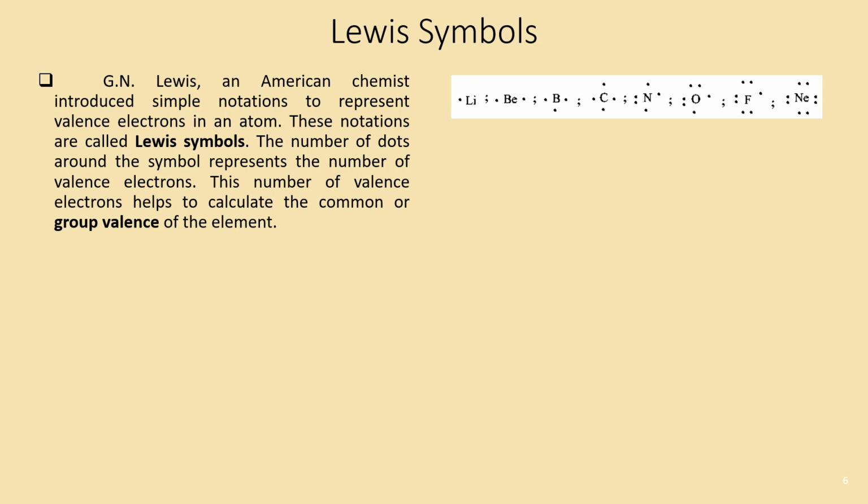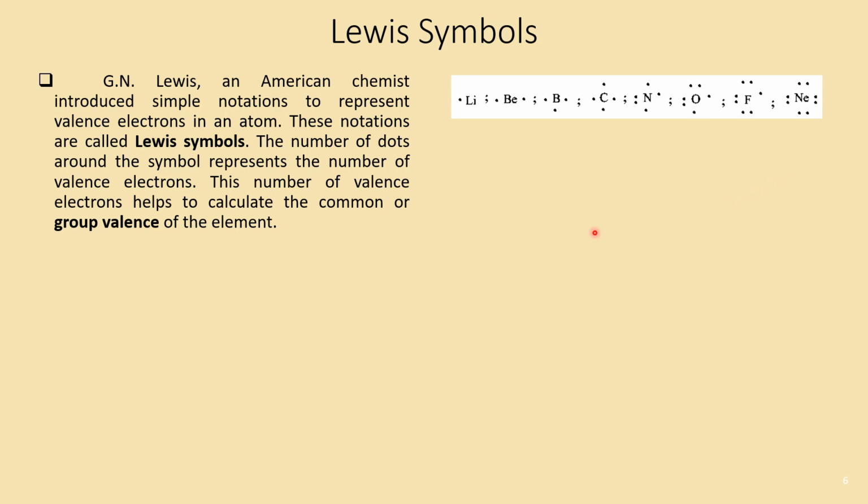For lithium, this is 1 electron. Beryllium, 2 electrons, one here and one here. For boron it is 3, carbon it is 4, here 1, 2, 1, 2, 3, 4. For nitrogen it is 5, 1, 2, 4 and 5. Oxygen, fluorine and neon are shown on the screen.